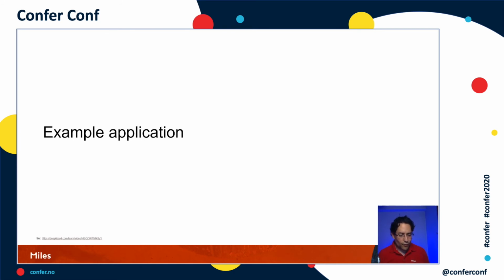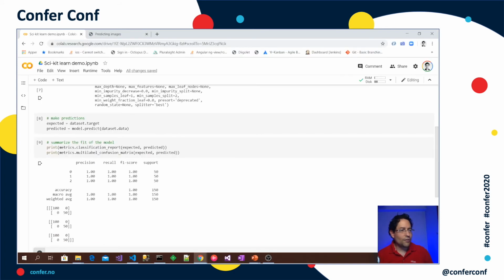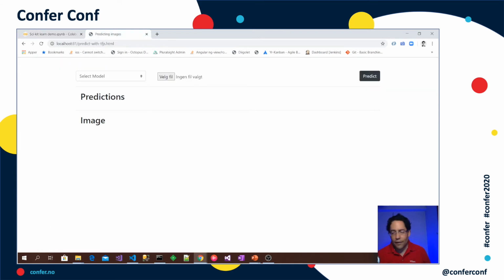So now I'm going to show you an example application here. So let me switch here to the browser. So in this example here, we're going to do a prediction of an image. So we will first select a file.